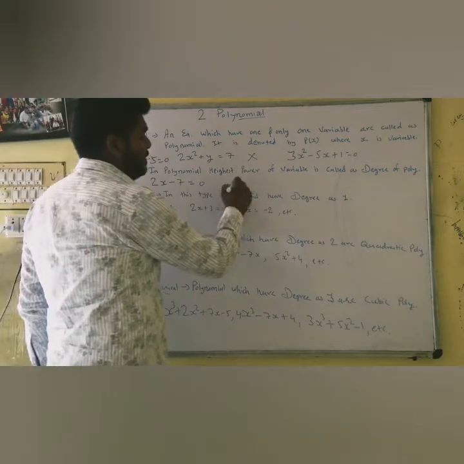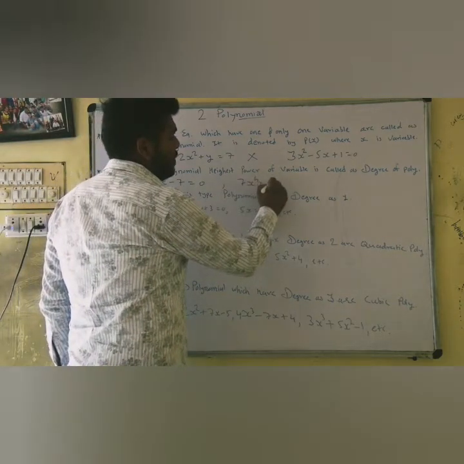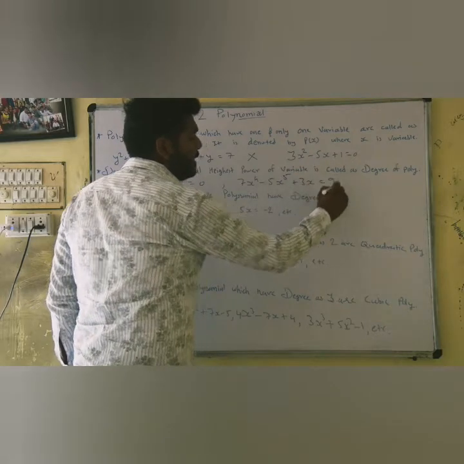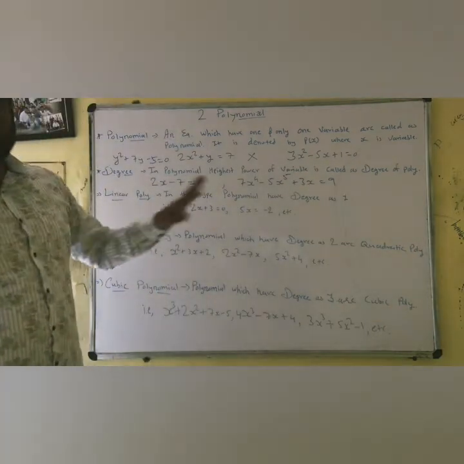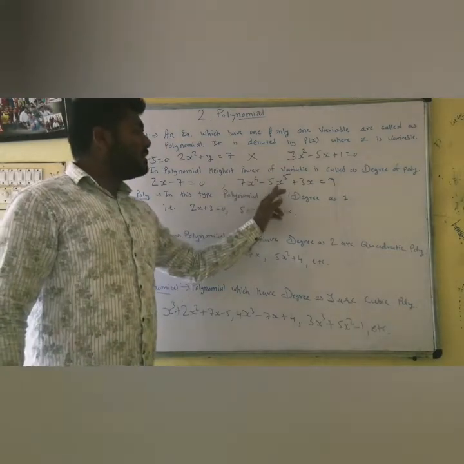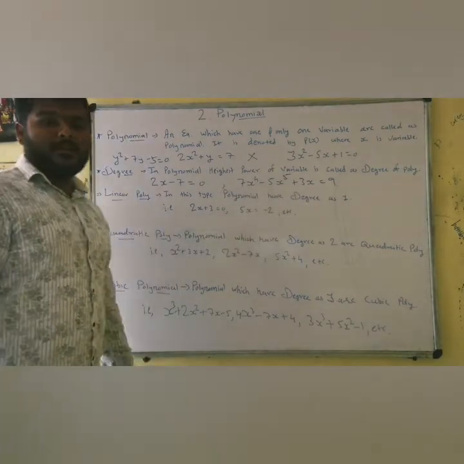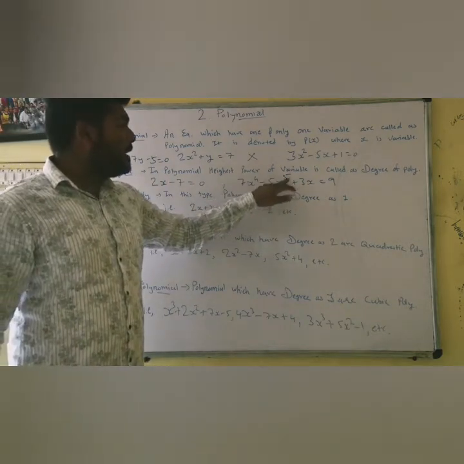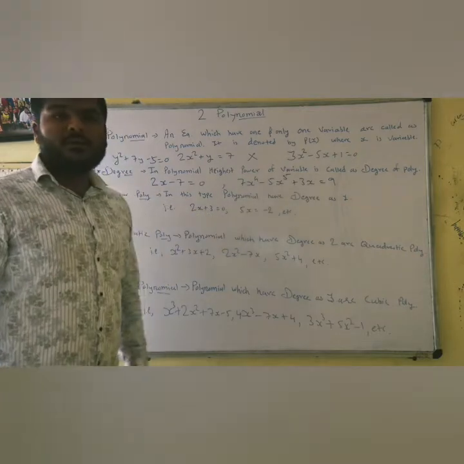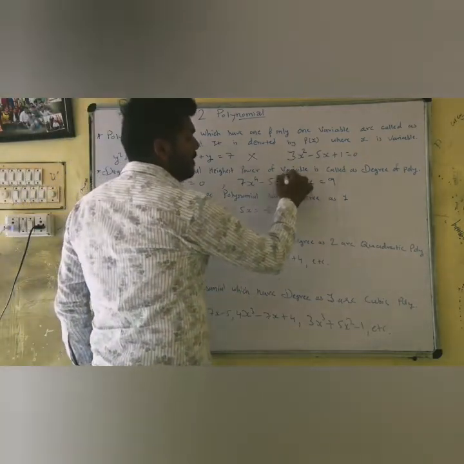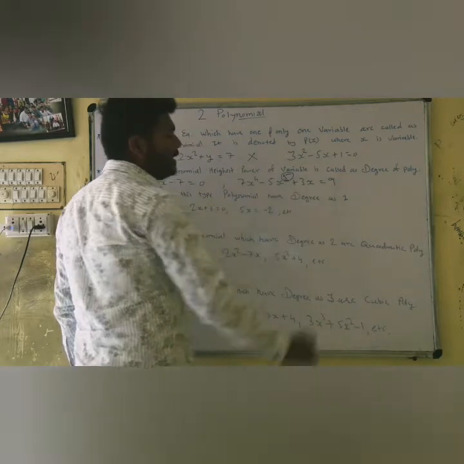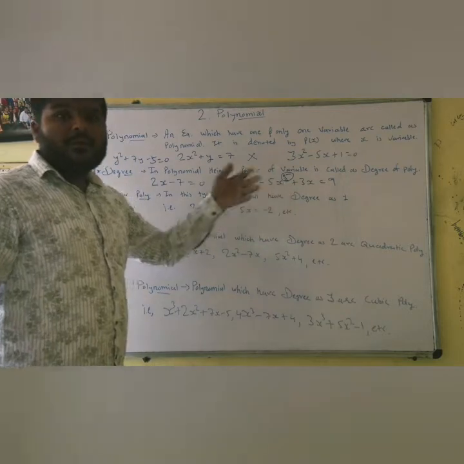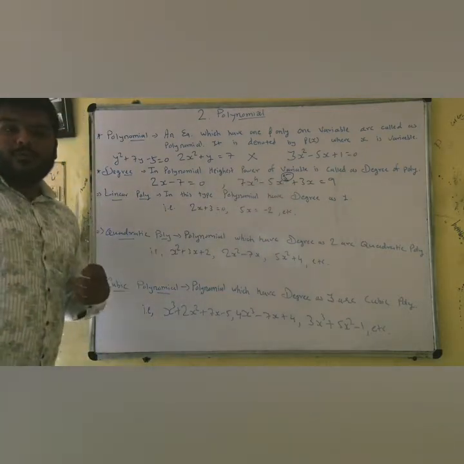If I say 7x raised to 4 minus 5x raised to 5 plus 3x equals 9. Is it a polynomial? Again yes, because only x is the variable here. Then what is the degree? Maximum power. X with power 4, x with power 5, x with power 1. So the maximum power is 5. So the degree is 5 only. Understood?